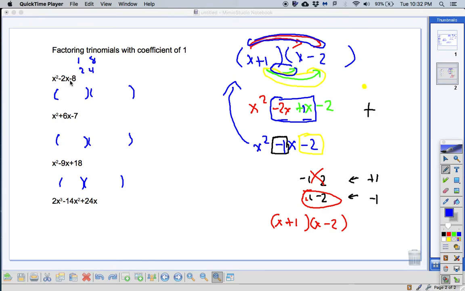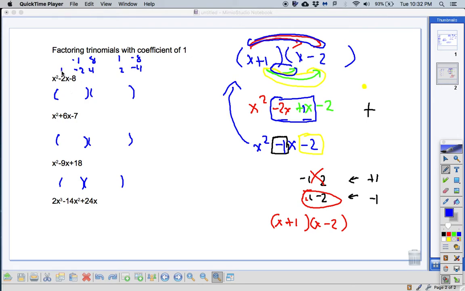Again, I want a negative 8, so I need numbers that multiply to negative 8. So either they're going to be negative 1 as the first number, or we can have negatives as the second number. So we have 4 cases to check. Either it's going to be negative 1 and 8, or 1 and negative 8, negative 2 and 4, or 2 and negative 4. And I don't care if you write both sets out as long as you know that a negative needs to be somewhere.